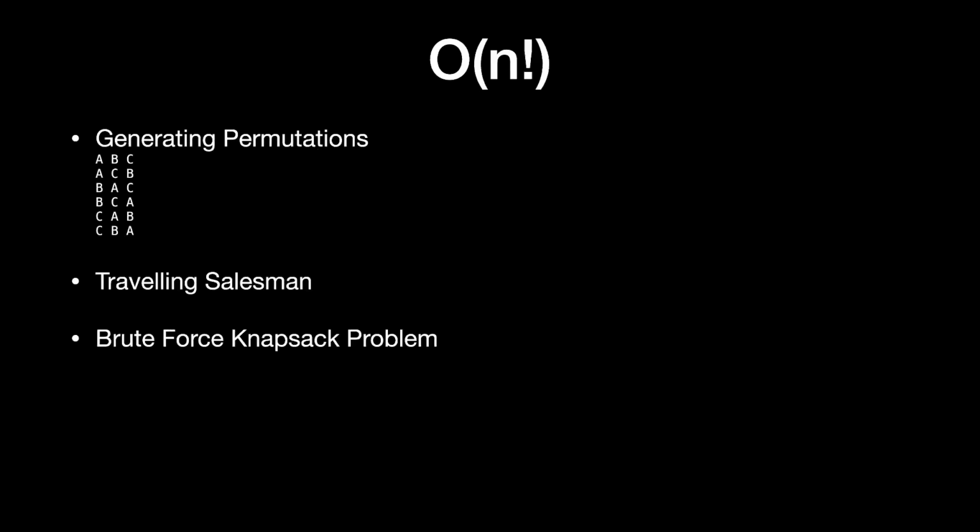And finally, we have a big O of n factorial. For example, if we're generating the permutations. Let's say we have 3 characters. Well, there are a total of 6 possible permutations. If we had 4 characters, there'd be 24 possible permutations, and if there were 5 characters, there'd be a total of 120 permutations. Other examples include travelling salesman and the brute force knapsack problems. We will visit these in a later video.